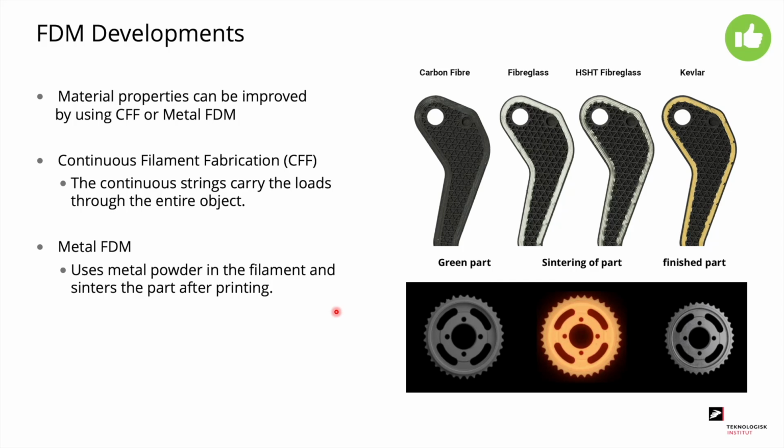You can also use metal FDM, where you print with filament that has metal powder in it. When you print in this way, you have this green part after printing, then you have to wash the part and then sinter it in an oven. Afterwards, you will have a finished metal part.